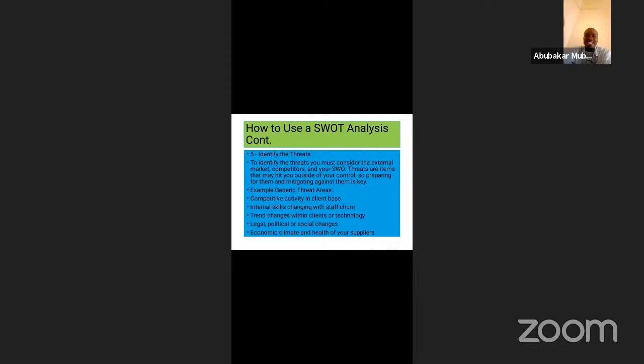The last one is to identify the threats. To identify the threats, you must consider the external market, competitors, and your SWOT: your strengths, weaknesses and opportunities. Threats are items that may hit you outside of your control, so preparing for them and mitigating against them is key. Examples of areas to consider are competitive activity in the client base, internal skills changing with staff, and trend changes within clients.